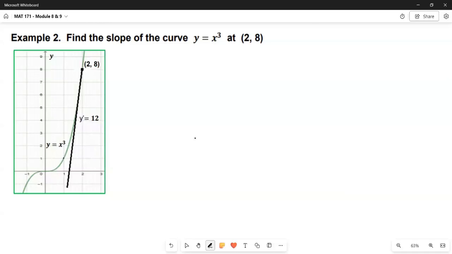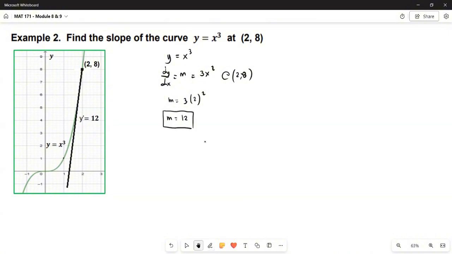So ngayon, pinapahanap yung slope at this point sa 2, 8, ano, which is dumaan talaga yung line. So paano ang gagawin natin para makuha yung slope? Is, i-derivative lang natin yung equation ng ating curve, which is y is equal to x cubed. Okay? So derivative of y in terms of x, or just simply m, is equal to 3x squared. So gamitin natin yung 2, 8 na point natin. So m is equal to 3, 2 squared. So m is equal to 3 times 2 squared is 12. Okay? So ang slope natin dito is 12.